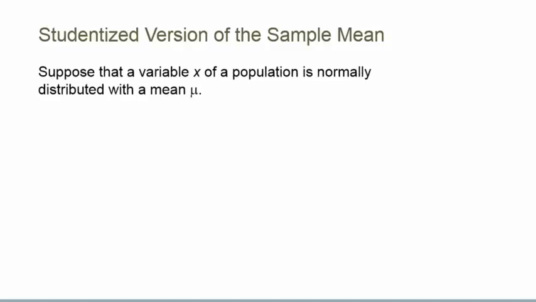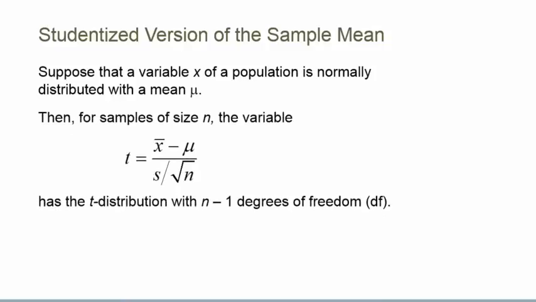Studentized version of the sample mean. Suppose that a variable x of a population is normally distributed with a mean mu. Then for samples of size n, the variable t equals x bar minus mu divided by s divided by the square root of n has the t distribution with n minus 1 degrees of freedom, df.